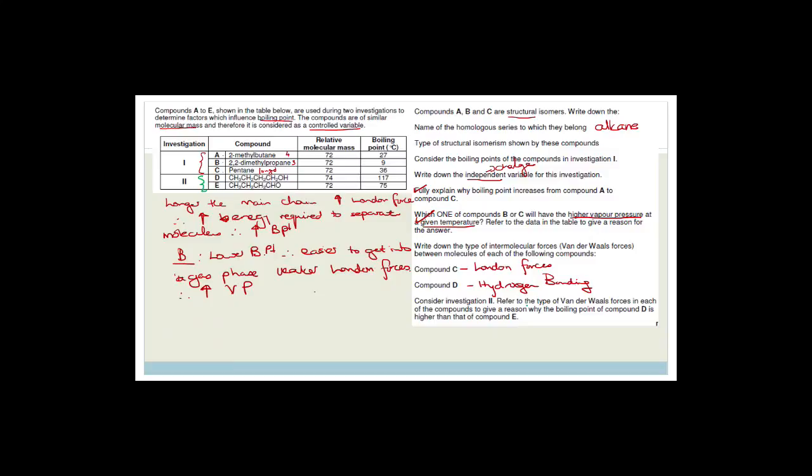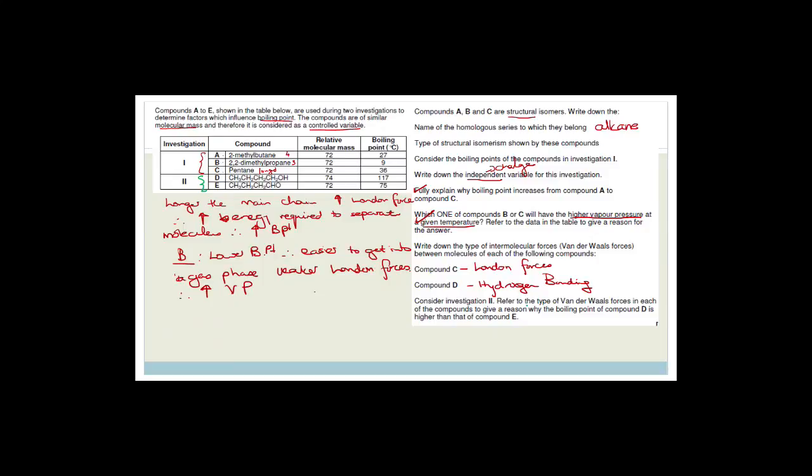Okay, it says refer to the type of van der Waals forces in each of these compounds to give reason why these forces or the boiling point will actually, hang on, let me just read this again. Sorry, I just want to see something. Okay. Give me half a second. I just want to check something. I just want to check if my boss has responded to me. If it's okay, good. No.